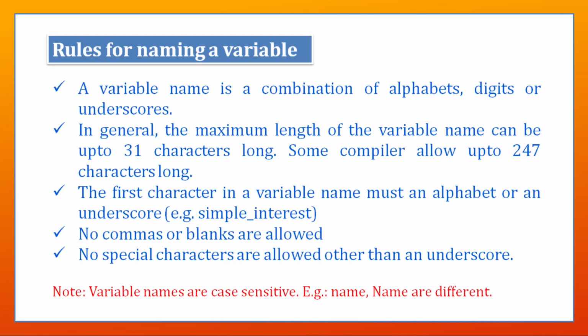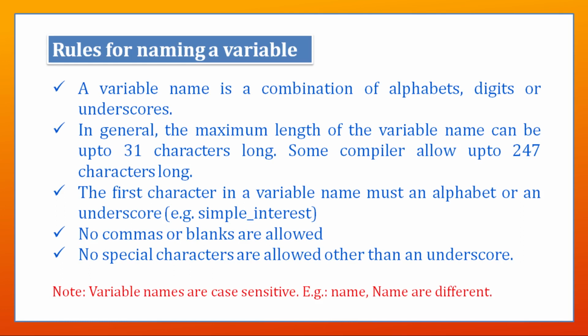Now we will see rules for naming a variable. A variable name is a combination of alphabets, digits, and an underscore. In general, the maximum length of variable name can be up to 31 characters. Some compilers allow variable name up to 247 characters. The first character in a variable must be an alphabet or an underscore.